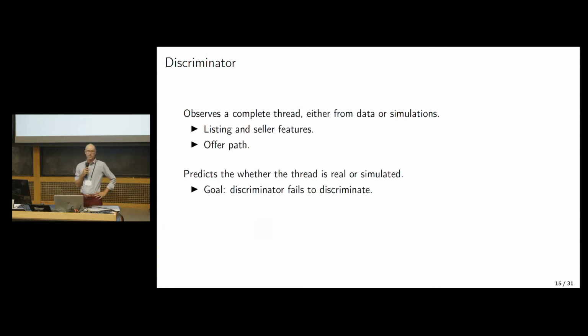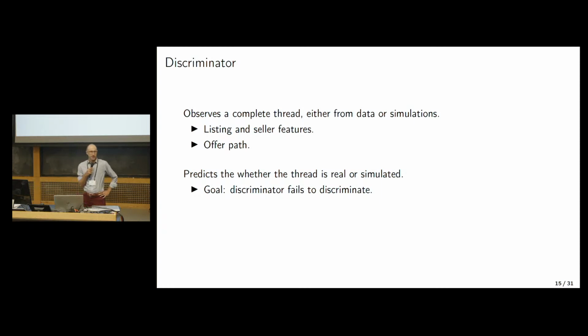We train another neural network that observes a full thread. That thread is coming either from the data or the simulations, but the discriminator doesn't know which. The thread has features that describe what the listing is and who the seller is, and those are the same regardless of where the thread is from. But it also has an offer path attached to it, and that offer path may be, and likely is, different depending on whether the thread comes from the data or the simulations. The goal is to predict whether the thread is real or simulated.